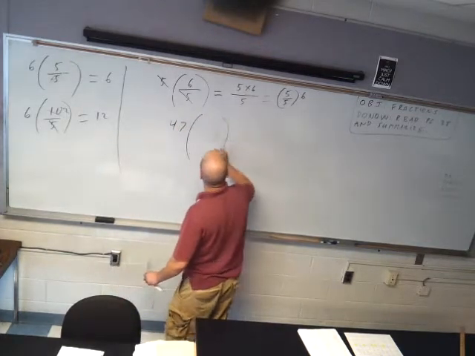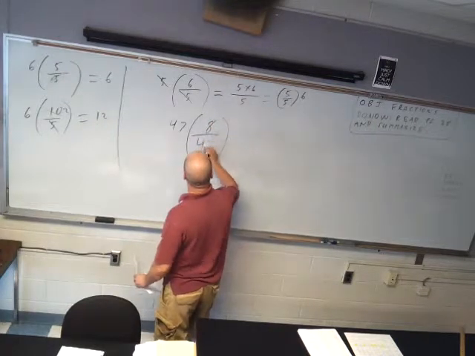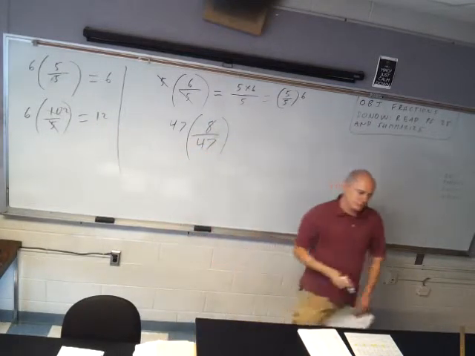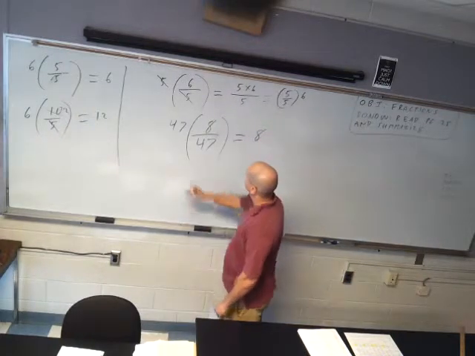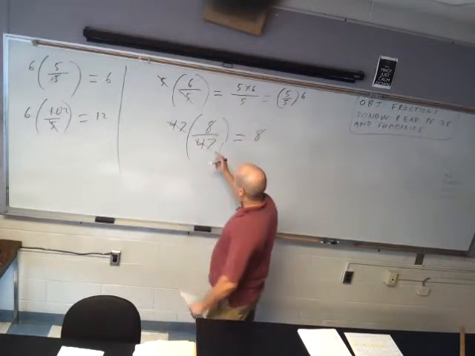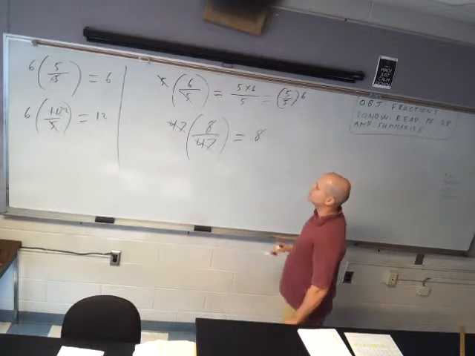All right, so let's do 47 times 8 divided by 47. 8, right? And so you can always do either one, whichever one cancels easier.